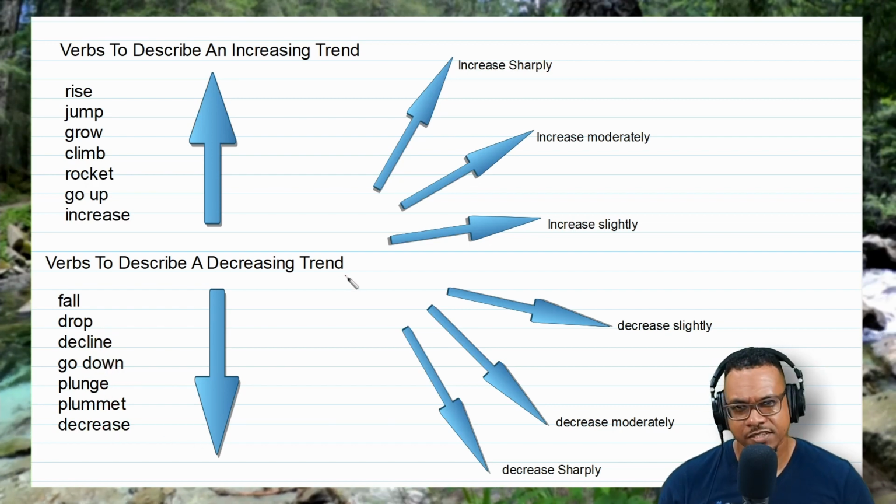Now, depending on the steepness of the line, say for the increasing trend, if it's a very steep line, we can say increase sharply. If it's sort of like a 45-degree line, we can say increase moderately. As a slight angle like this, we could just say increase slightly. And the same thing would apply to the decreasing trends. We could have decrease slightly, decrease moderately, and decrease sharply. So that would depend on the steepness of the gradient of the line. And that will bring us to the end of this video.